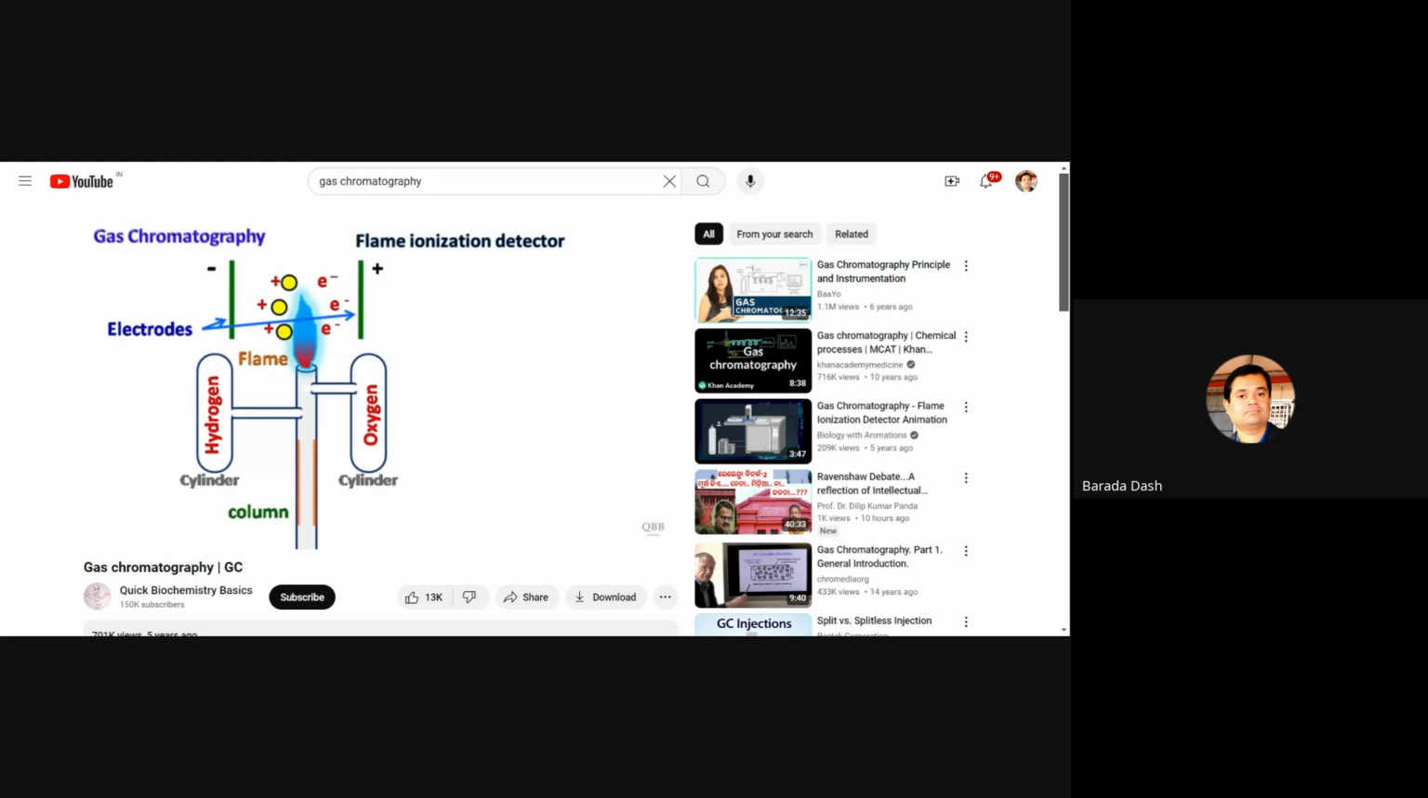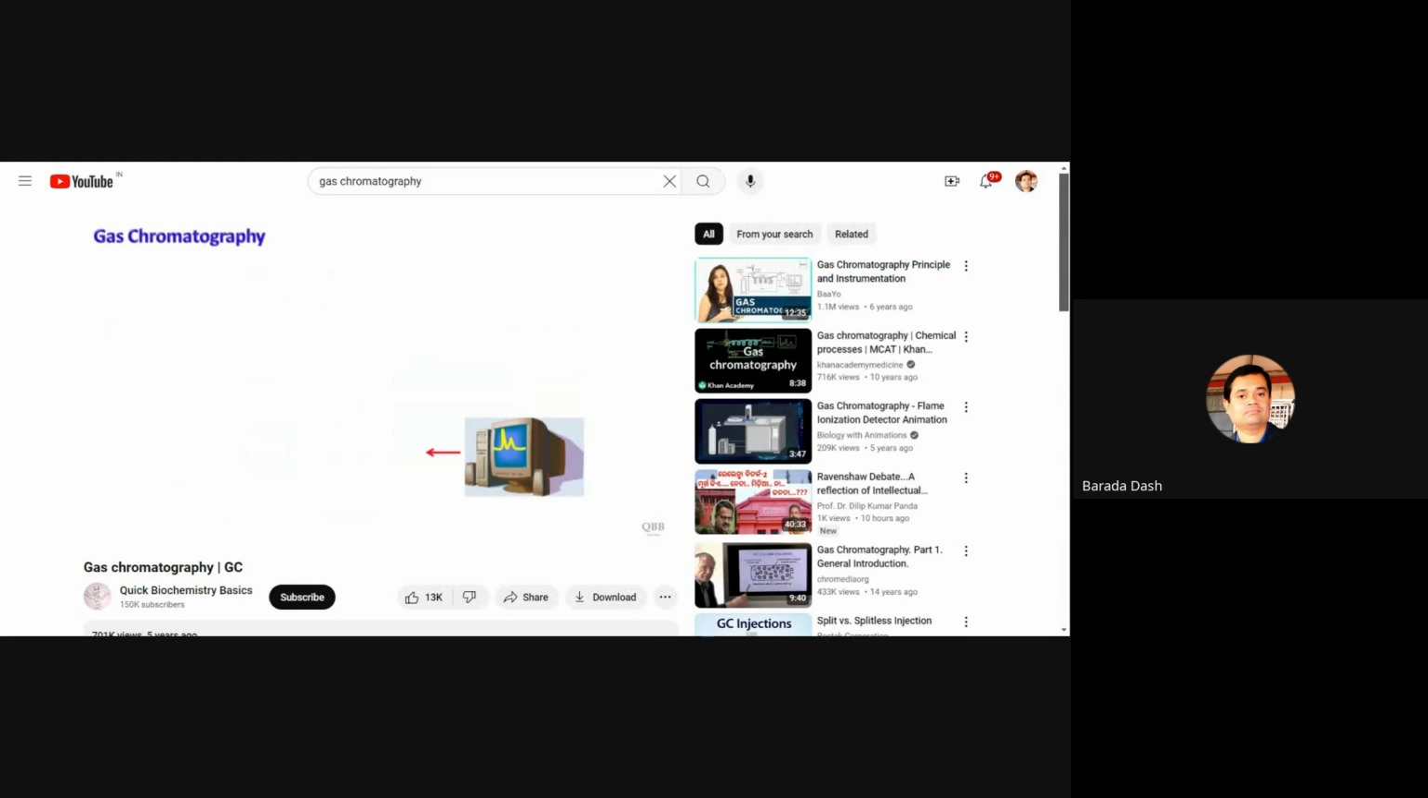Across the flame there are two electrodes, each with a positive and a negative charge. The electrodes detect the electrons generated by the ionization of the sample. The electrons are detected in the form of current which is amplified and detected by the computer. When the sample is detected, the computer gives a peak with respect to the retention time of the sample. The area under the peak gives information about the concentration of the sample. If the concentration is less, the area under the peak will be less, and if the concentration is more, the area under the peak will be more.